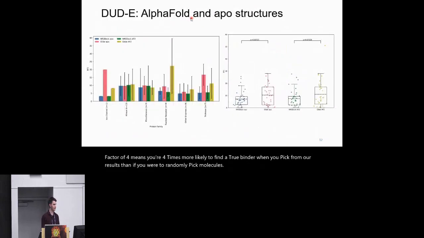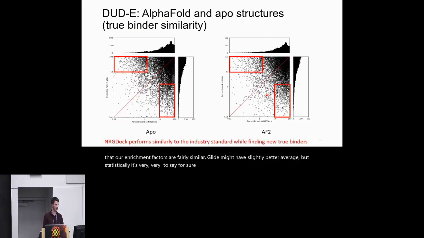So when we look at our results for AlphaFold and APO structures, we can see that due to the high variance amongst each family, in this case, APO is blue and pink, NRGDock is blue and Glide is pink, or for AlphaFold 2, NRGDock is green and Glide is yellow, we can see that our enrichment factors are fairly similar. Glide might have a slightly better average, but statistically, it's very, very hard to say for sure that they're different.